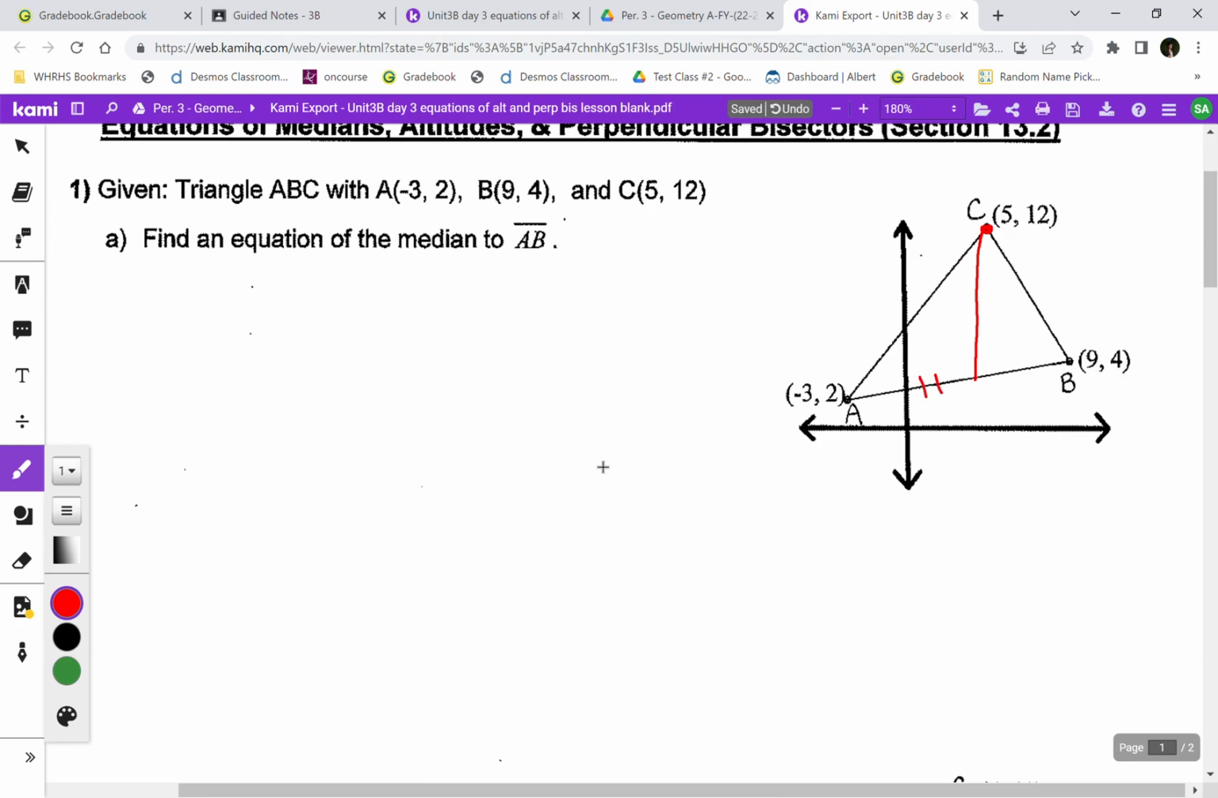Do we agree? Yes. So what point do you think it's connecting to on segment AB? What point do you think a median must connect to if it's splitting that segment into two equal parts? Michael? The midpoint. This has to be the midpoint.